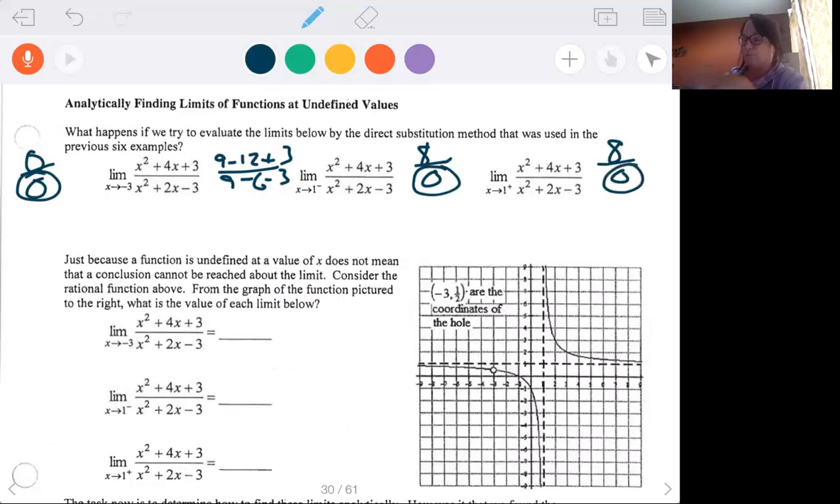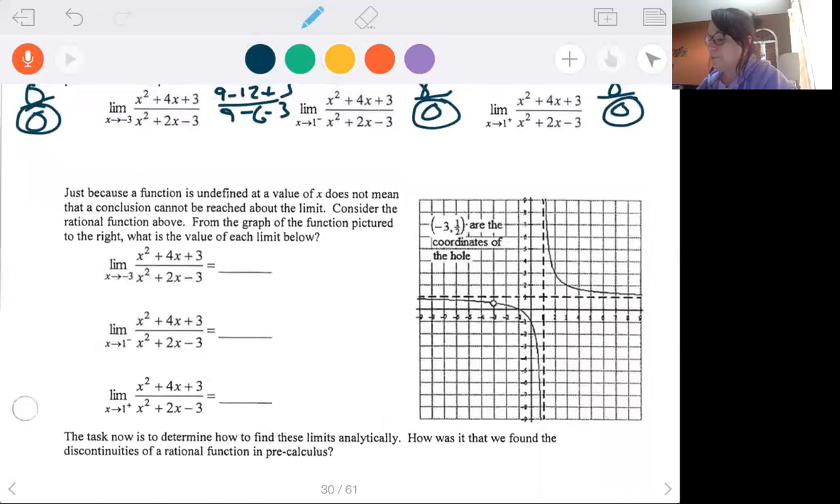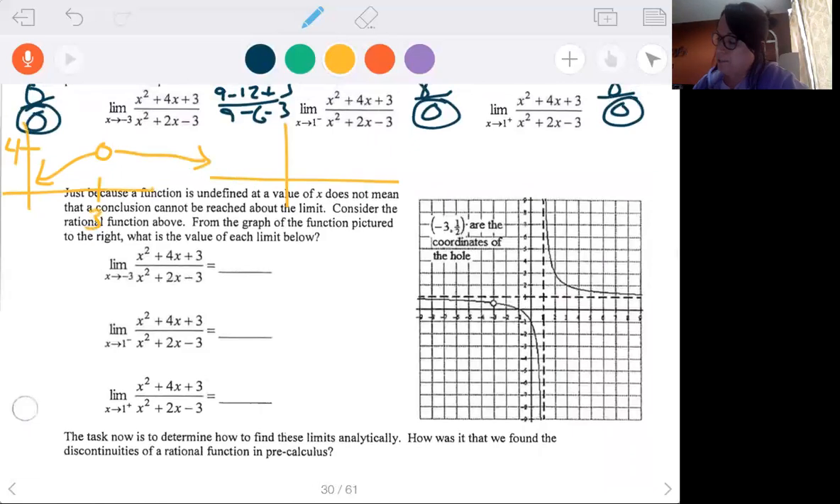It means one of two things, okay? And we'll discuss those two things up here, down here. So let's go see this one. Just because a function is undefined at a value of x does not mean that a conclusion can't be reached about the limit. Because remember, we could draw a conclusion that the limit as x approaches 3 from both sides is 4. And at an asymptote, we could draw the conclusion that the limit as x approaches 3 from the left is infinity.